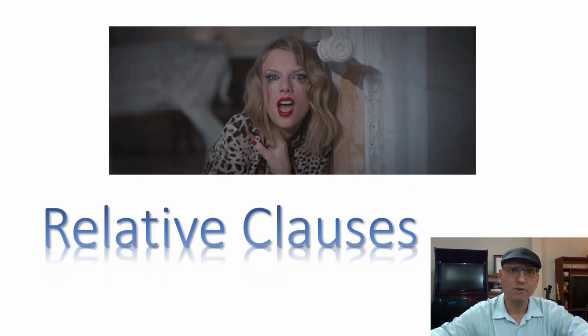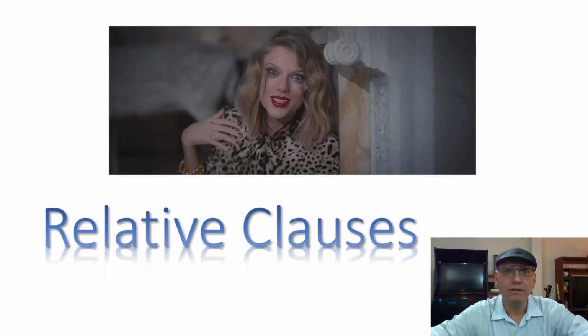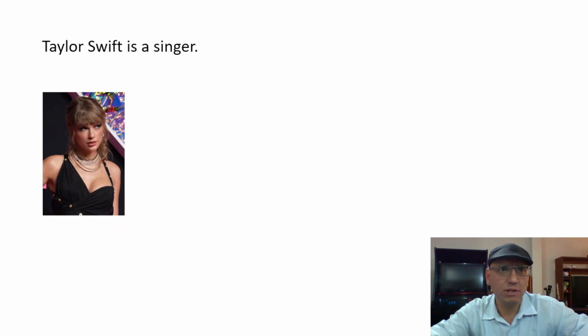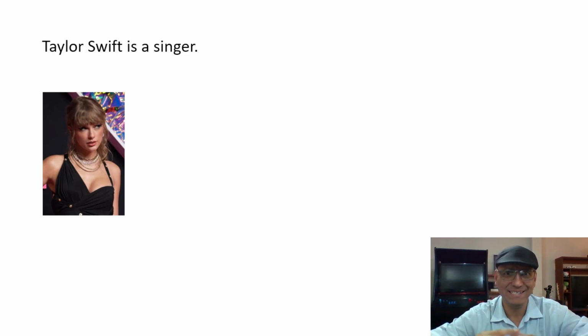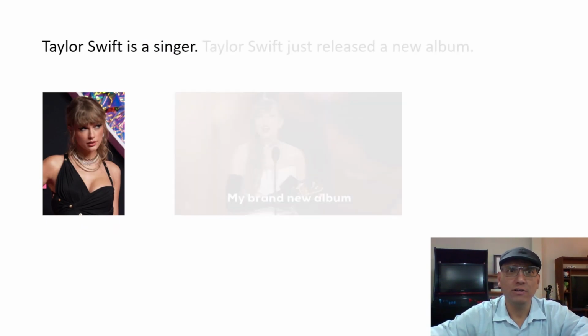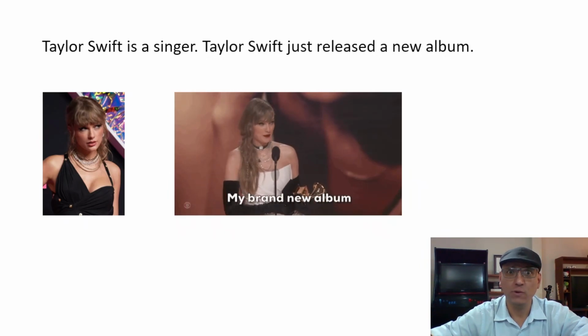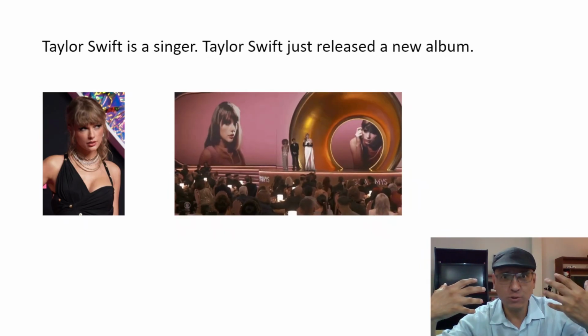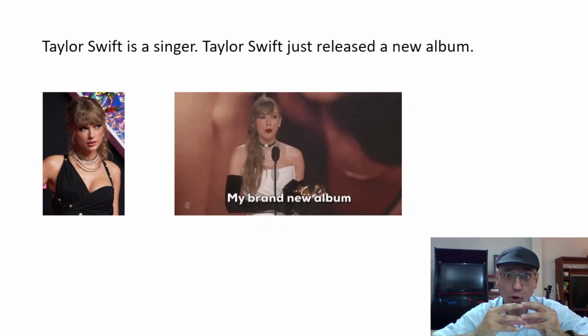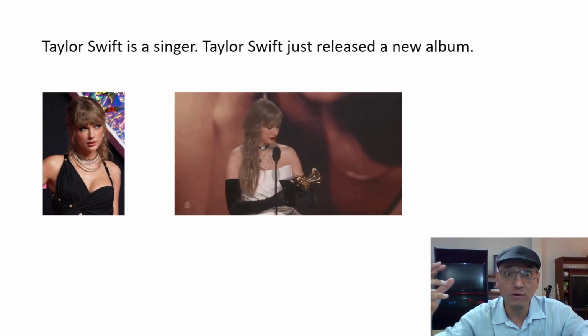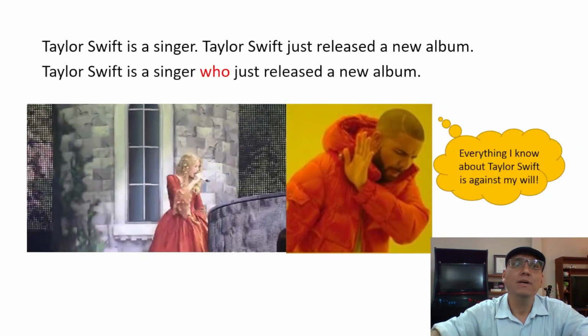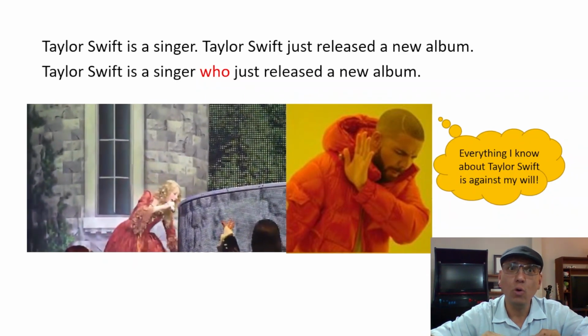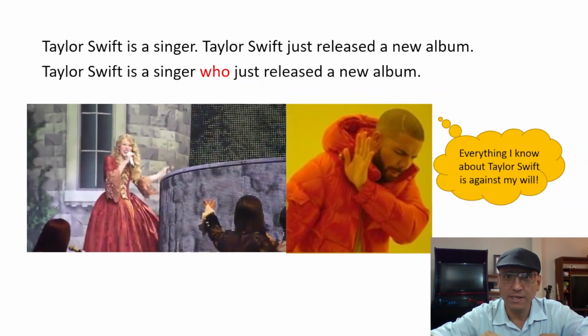Hey, let's talk about relative clauses. Now, let's start off with an example. Let's look at this clause: Taylor Swift is a singer, followed by another clause: Taylor Swift just released a new album. Now, the idea is to put these clauses together to form a full sentence. For example, Taylor Swift is a singer who just released a new album.